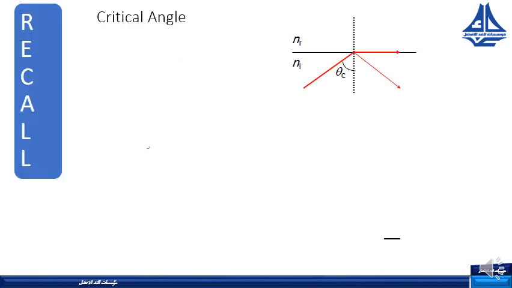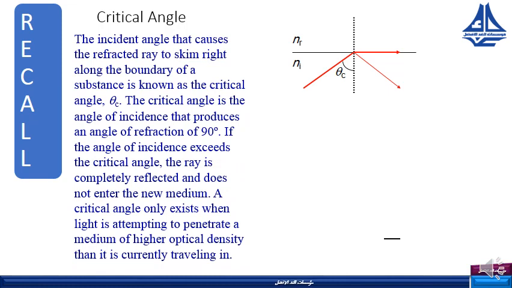Students, as I recall, the critical angle or limiting angle is the maximum angle of incidence at which the refracted ray grazes the surface of separation. That means that the angle of refraction is 90 degrees. So the incident angle that causes the refracted ray to skim right along the boundary of a substance is known as the critical angle or limiting angle.